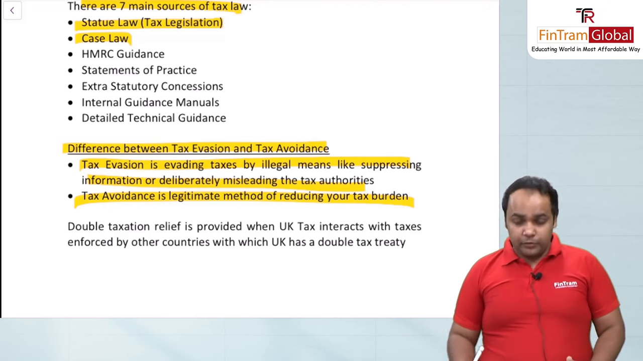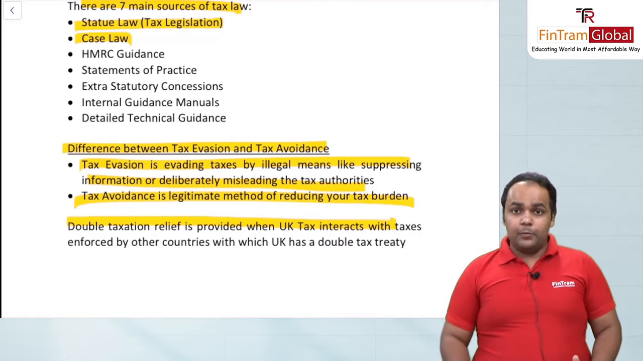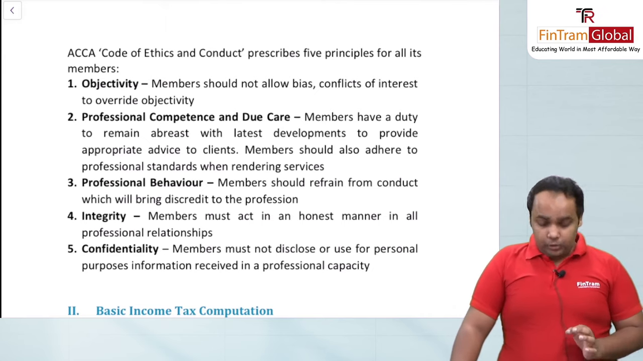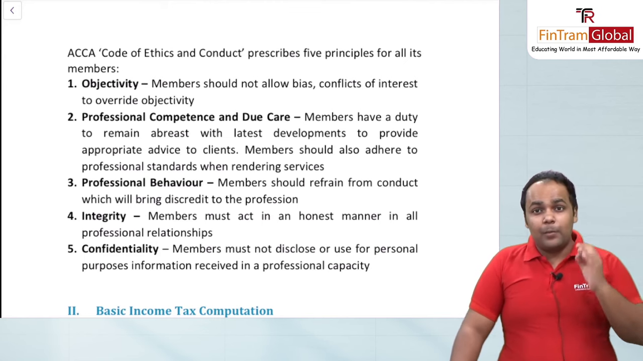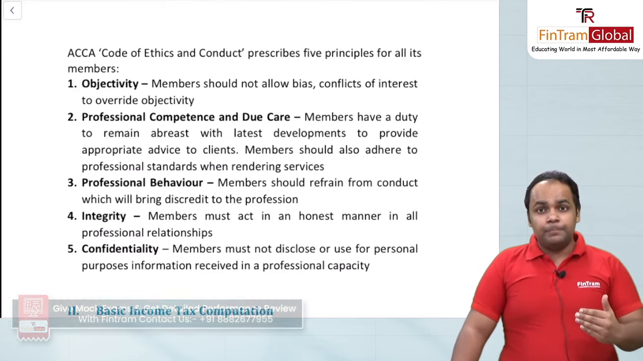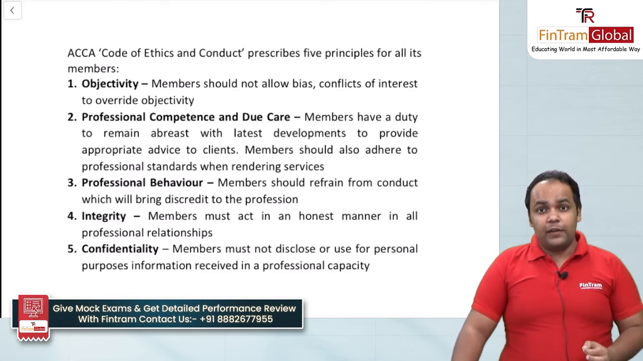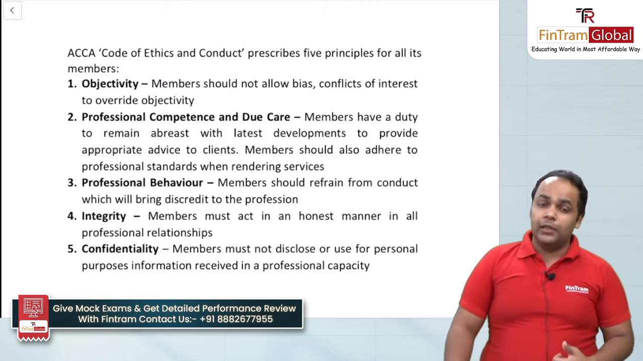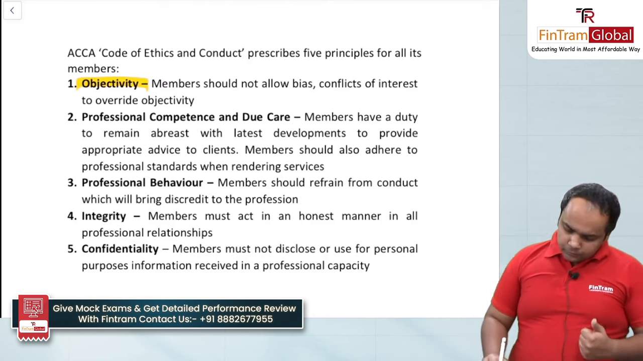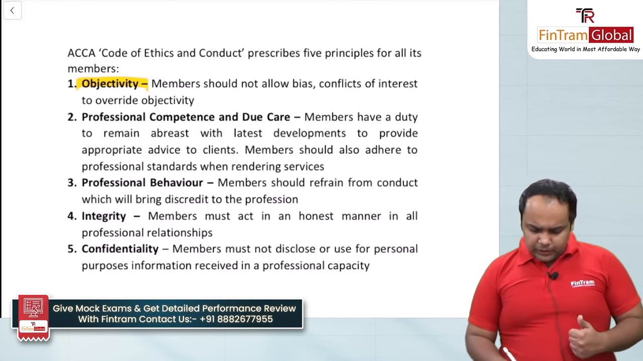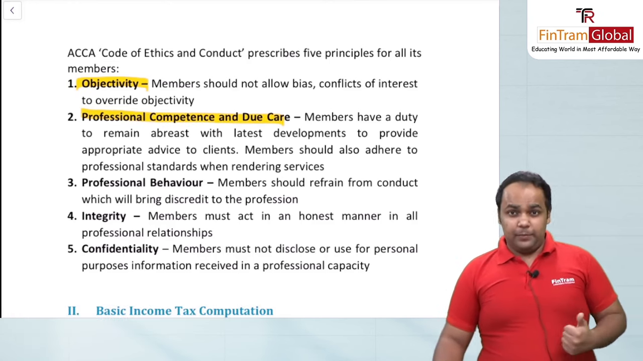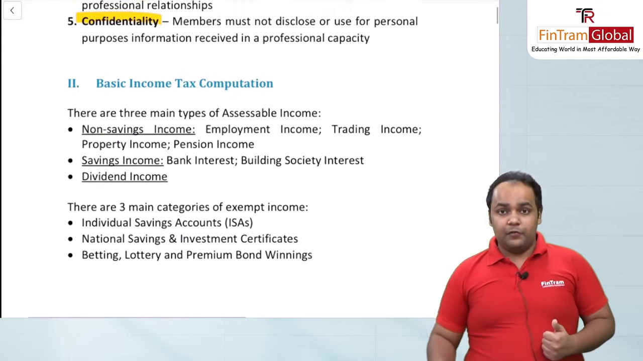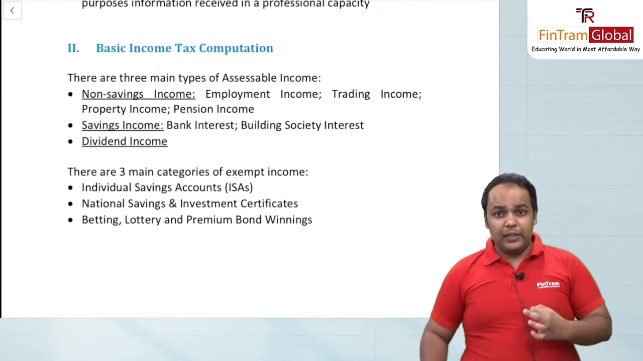Finally, we learned about double taxation relief between the UK and other countries with which they have a tax treaty. And remember, guys, we learned about the ACCA's code of ethics and conduct, which should be imbibed by all ACCA professionals during their ACCA journey. And by the time you are qualified, all of these principles should be an absolute core part of your personality. Let's revise these principles: objectivity, that is, not allowing bias or conflict to override objectivity; professional competence and due care, that is, remaining abreast with the latest developments; professional behavior at all times; integrity and confidentiality of members' information. So all these principles, guys, are very, very crucial.